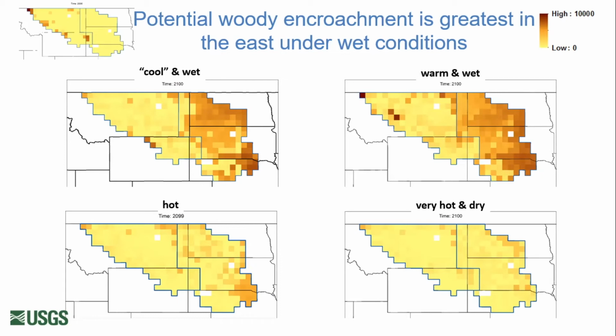So you'll see that in the east, woody encroachment occurs even in the very hot and dry climate under this management scenario. For simplicity's sake today, the rest of the slides will use only the two most different climates, the upper left relatively cool and wet climate and the very hot and dry climate in the lower right.